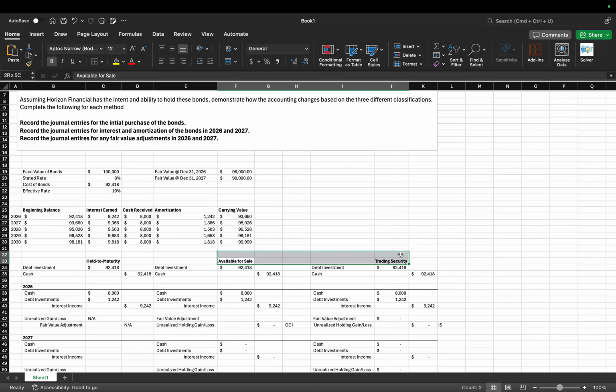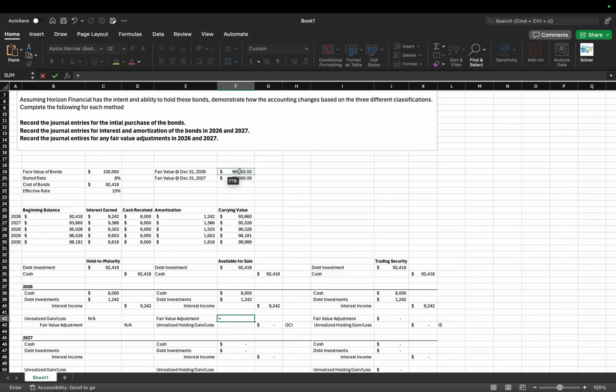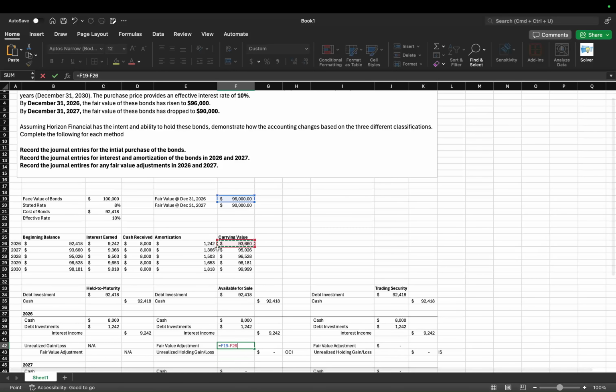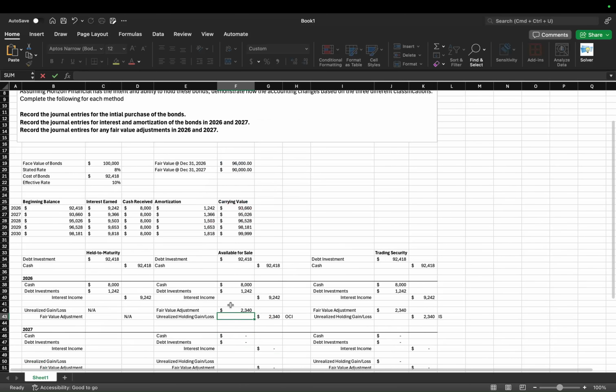However, available for sale and trading securities both value the bonds at their fair value. We'll do the calculations first. As we saw, the fair value of the bonds rose to 96,000. So we're going to take 96,000 and subtract the carrying value in 2026, our ending balance in 2026. We're going to get $2,340 as our difference. So we had a gain here.